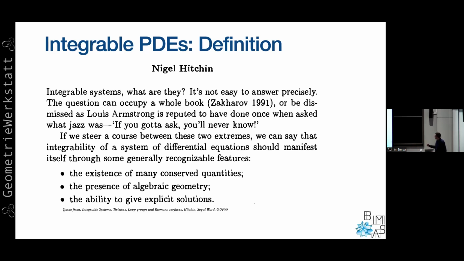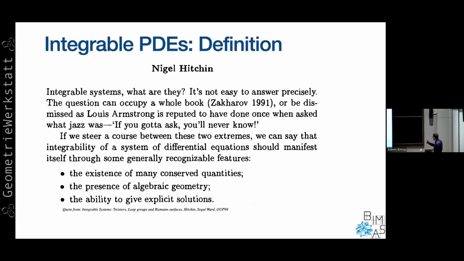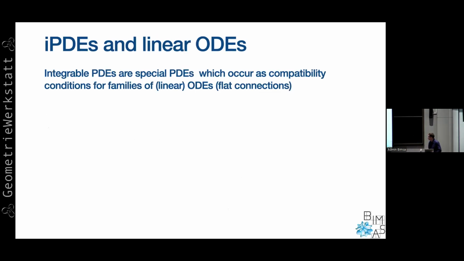These features are basically the existence of many conserved quantities and some internal symmetries of these integrable systems, or of the equations. And the presence of algebraic geometry, which allows us to explicitly parameterize at least some of the solutions.